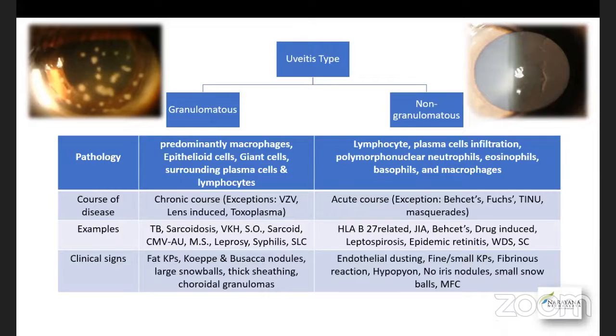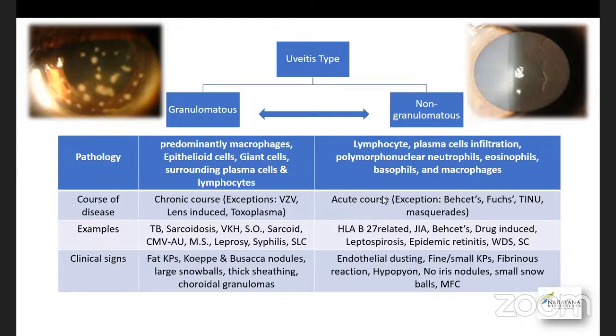large KPs, mutton fat KPs, or iris nodules, or in the vitreous very large snowball opacities, thick vascular sheathing, choroidal granulomas, those signs will indicate the inflammation is granulomatous. But remember, granulomatous and non-granulomatous are interchangeable.